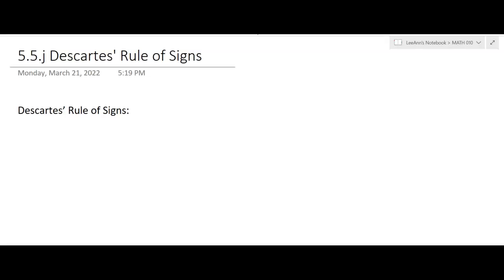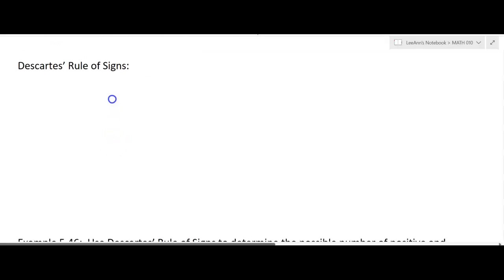And one of the theorems we have, it's not really called a theorem, it's called Descartes' rule of signs, and it's named after the French mathematician René Descartes. And the rule goes like this. Well, let me tell you what the rule is for. It helps you know how many positive real solutions and how many negative real solutions you might have.